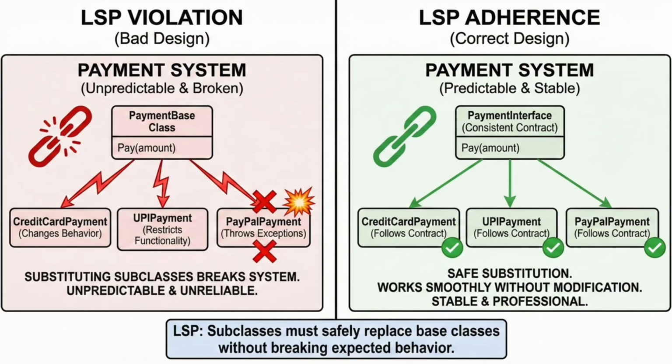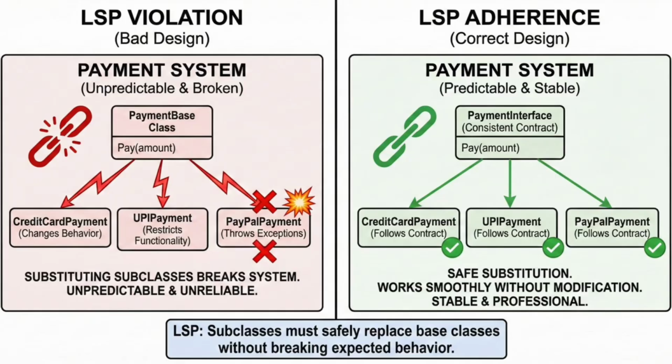LSP done correctly, right approach. Now look at the correct design. We first define a payment base class or payment interface that defines a clear and consistent contract like pay amount. Every payment type such as credit card payment, UPI payment, and PayPal payment follows the same behavior, same expectations, and same rules. They do not break functionality, they do not change the meaning of the operation, and they do not surprise the system. So now, we can safely substitute any payment subclass. The system works smoothly without modification, behavior remains consistent and predictable, and the design becomes stable, professional, and reliable.